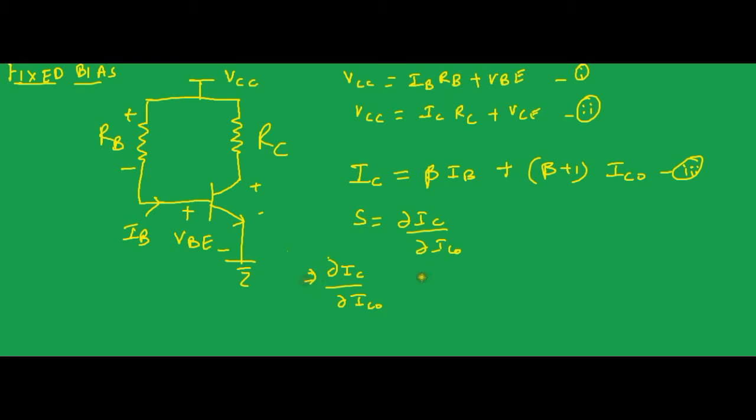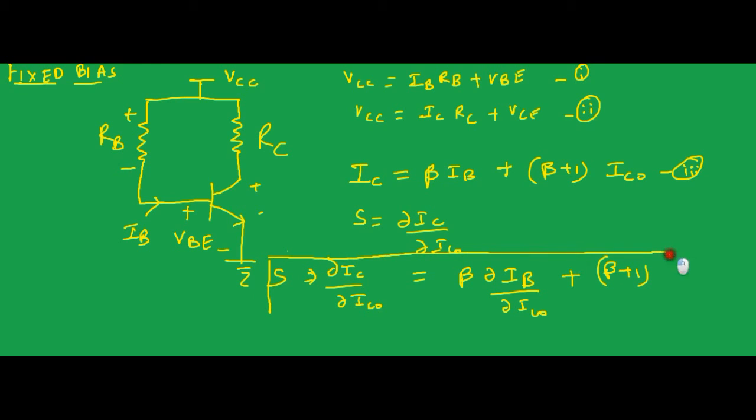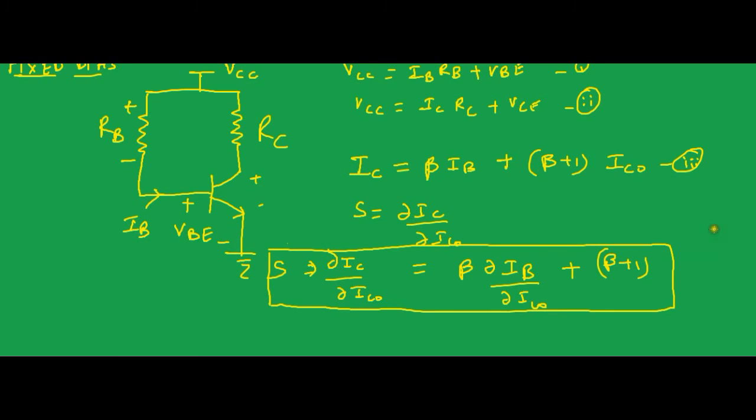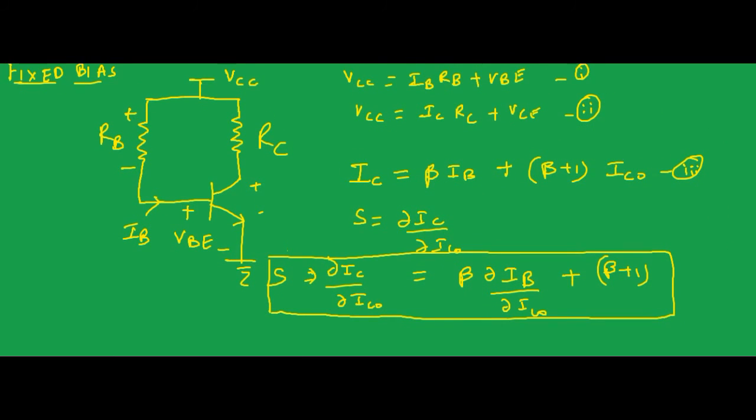It will be beta times delta IB upon delta ICO plus beta plus 1. This will be 1. So we have done this. This is nothing but S. Now what we need to do is find delta IB upon delta ICO. To do that, we need to differentiate equation 1 with respect to delta ICO.